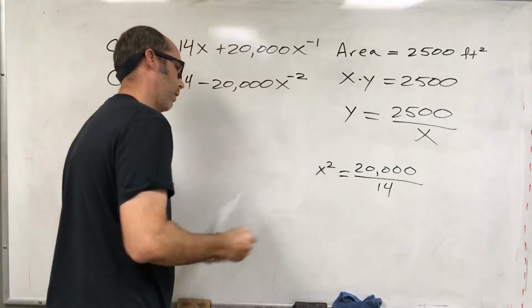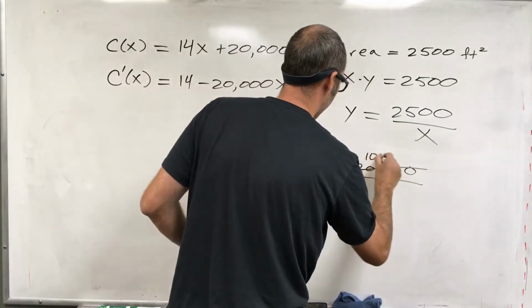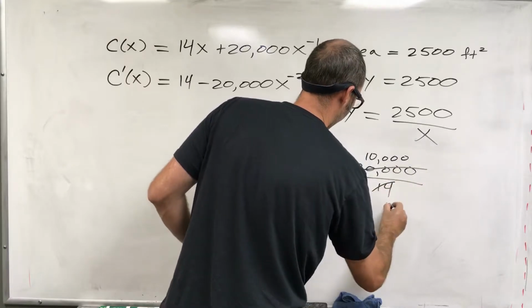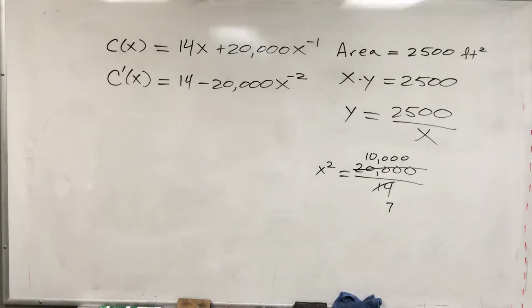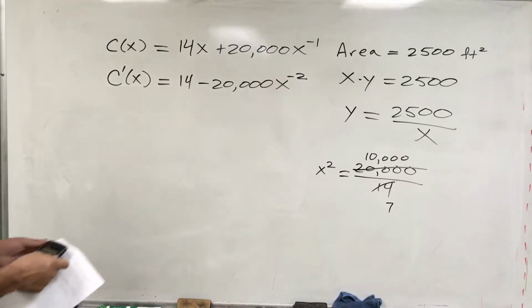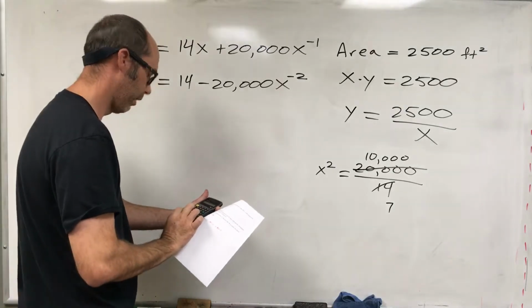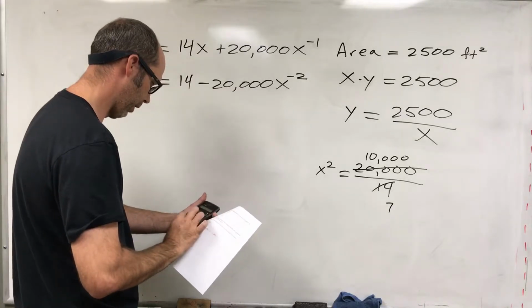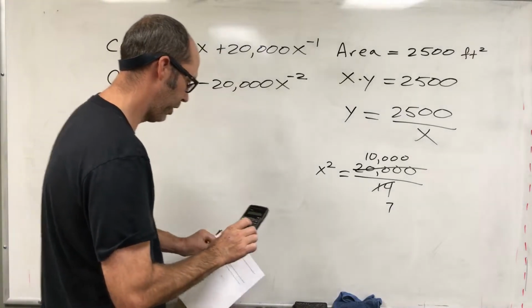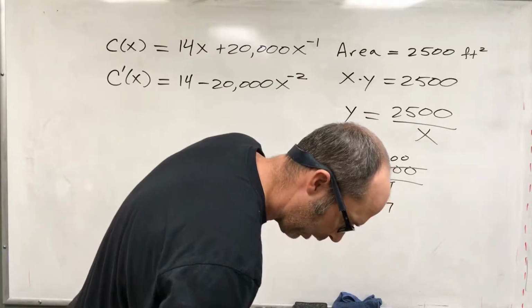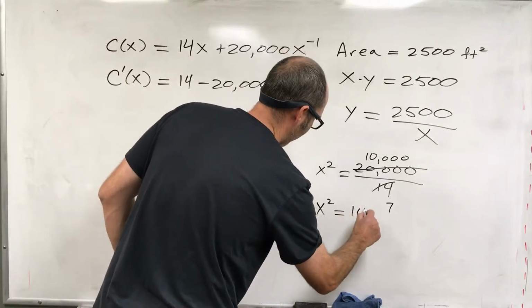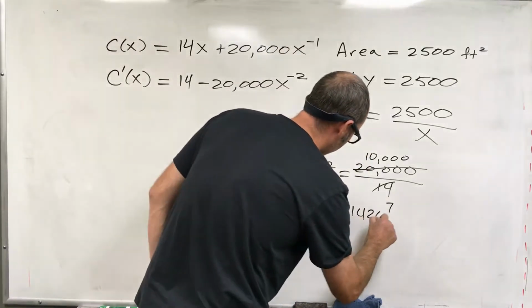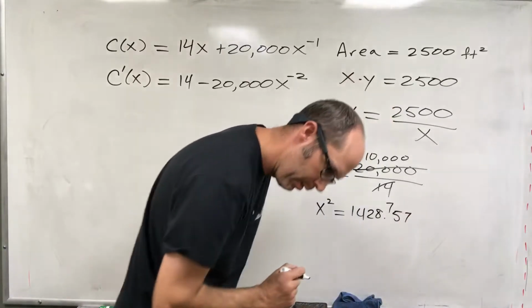Let's see, we could make this into a 10,000 and a 7. What's 10,000 divided by 7? Let me go get my calculator. Okay, so you've got 10,000 divided by 7. That's 1428.57.